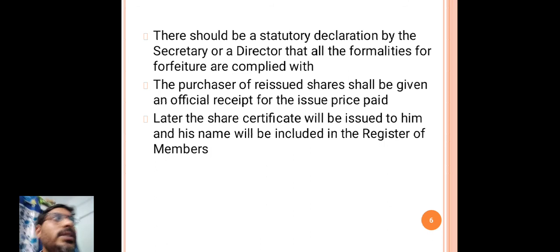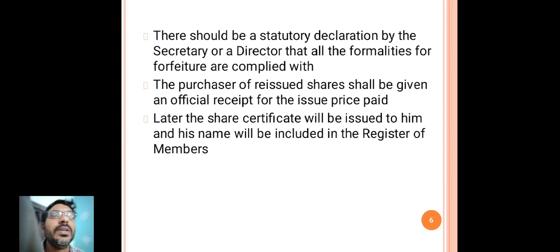The first member's name is removed from the register of members whenever the shares are transferred to the forfeited shares account, and whenever the shares are reallotted, the directors should take a statutory declaration and complete all the formalities, and the purchaser of reissued shares will be given an official receipt.